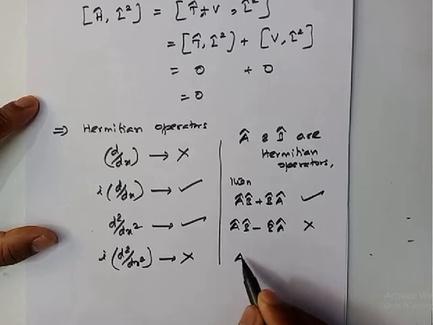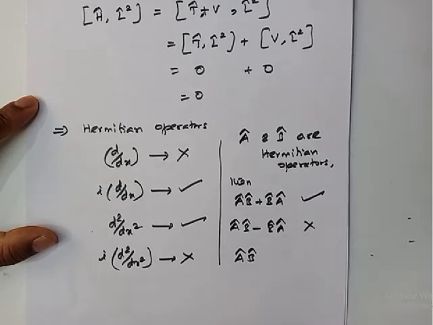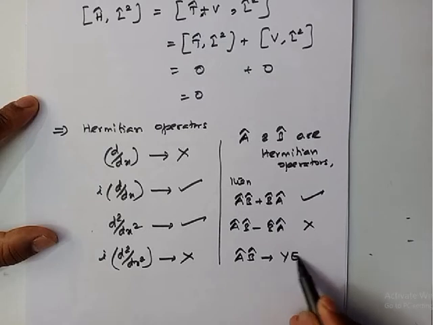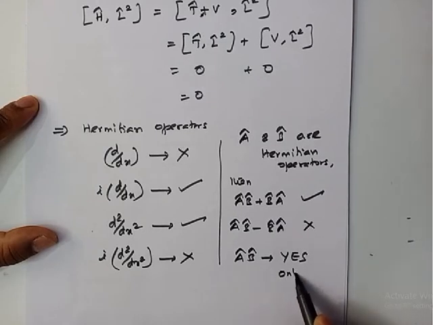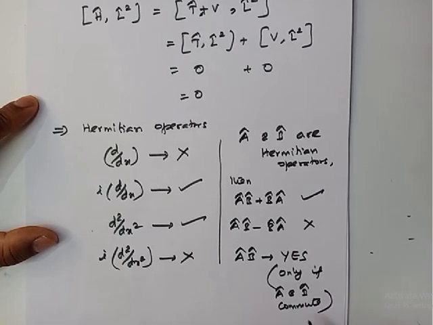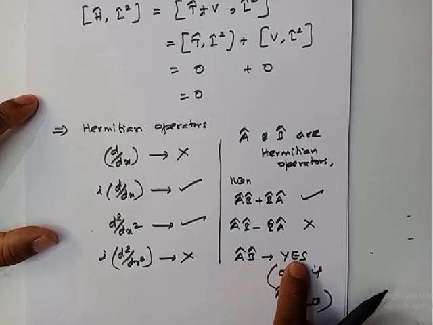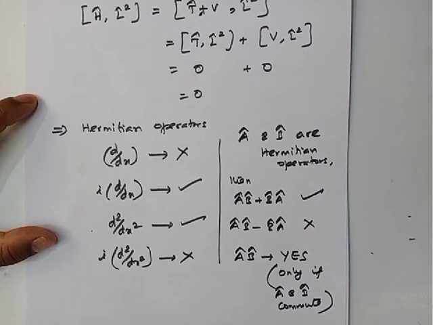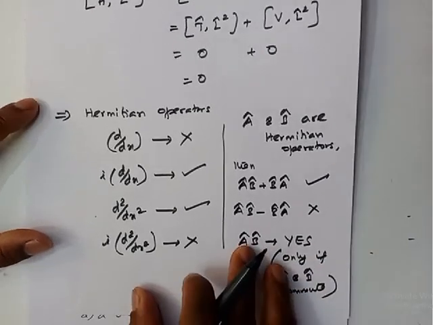What about A into B? Is A into B a Hermitian operator? A into B is Hermitian only if A and B commute. Students, observe this carefully. A into B is Hermitian only if A and B commute. So remember this information. Sometimes they'll ask questions like this. See, let me write on the next page.